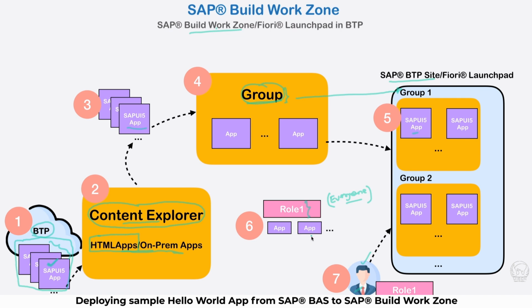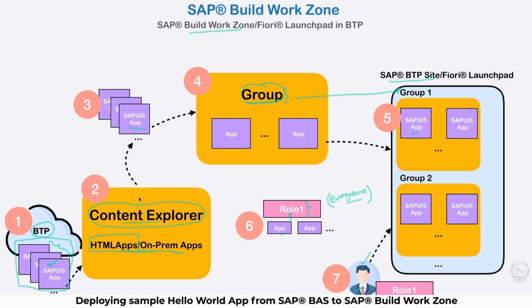Now, for example, if I have role 1, and to access the application you have to have role 1, then this role 1 needs to be assigned to the user. Then only the user will be able to see the app. So this is going to be an overall picture.